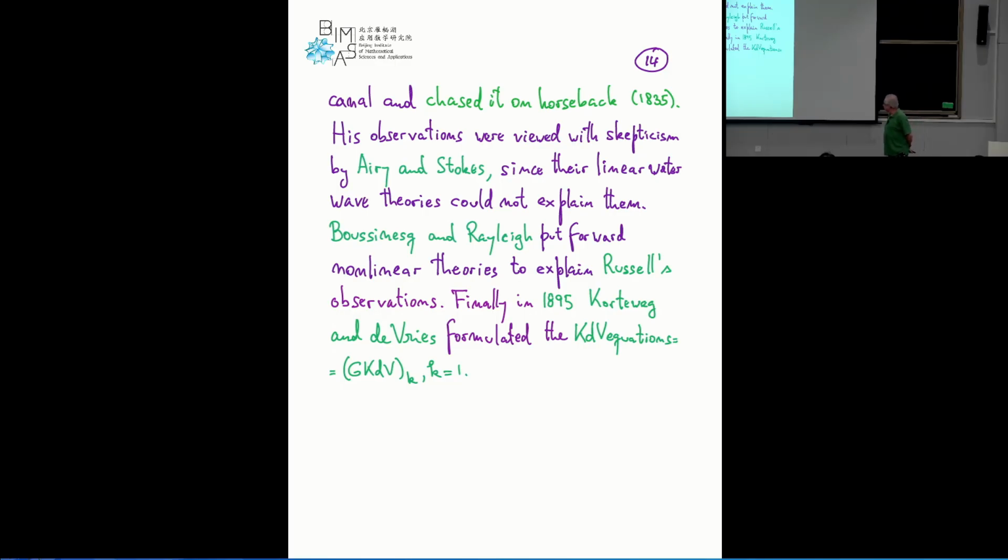But later on, Boussinesq in France and Rayleigh in the UK put forward nonlinear theories to explain Russell's observations. And finally, at the end of the 19th century, Korteweg and de Vries formulated the Korteweg-de Vries equation in 1895 that explained the existence of solitons.